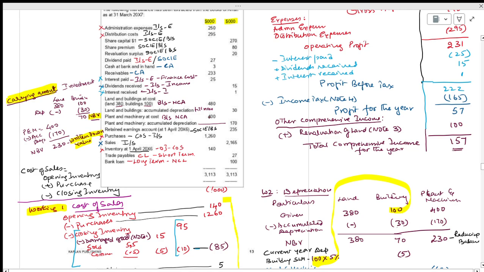Is it clear to you? From where is this 157? 57 plus 100. 57 plus 100.